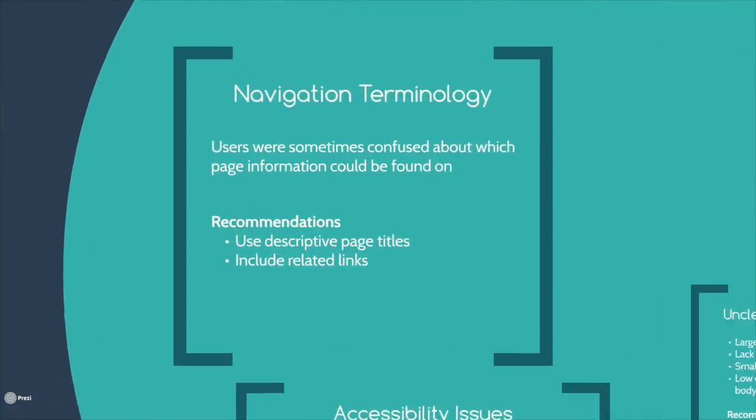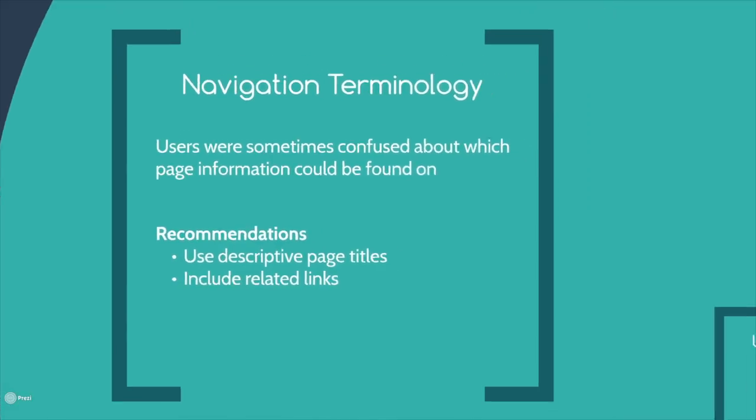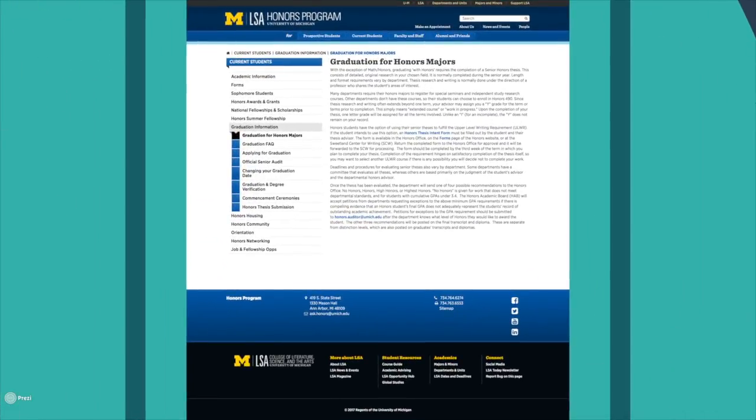First, the terminology used for naming the pages could be improved. In our usability tests, participants became confused when the information they were looking for did not seem to fit into any menu items. For example, this page talks in great detail about the process of completing an honors thesis, which is something that users may not be able to guess from the page title.